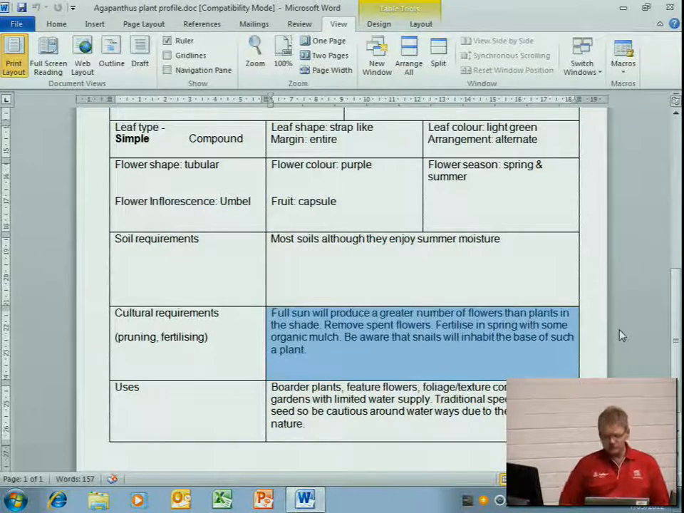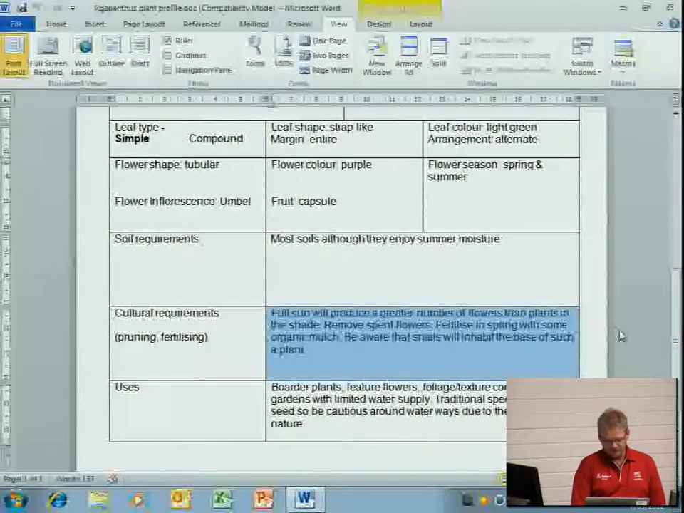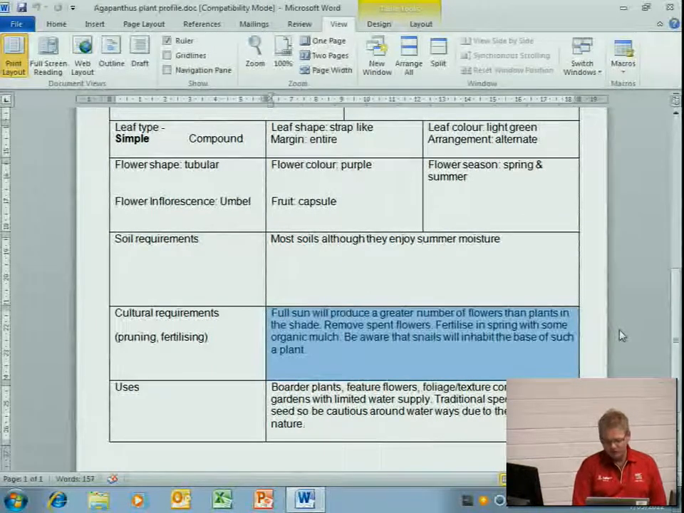And be aware that snails and slugs will inhabit the bases of these plants. So generally they'll spread out from there and damage your surrounding vegetation. So just be aware of that and monitor that accordingly.